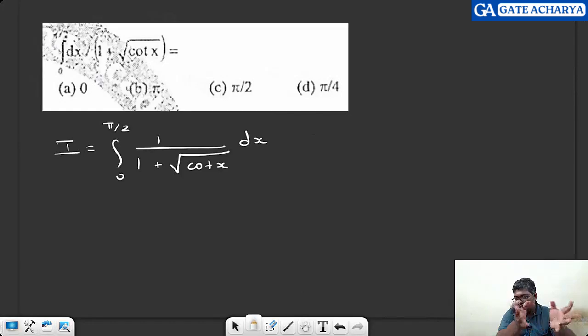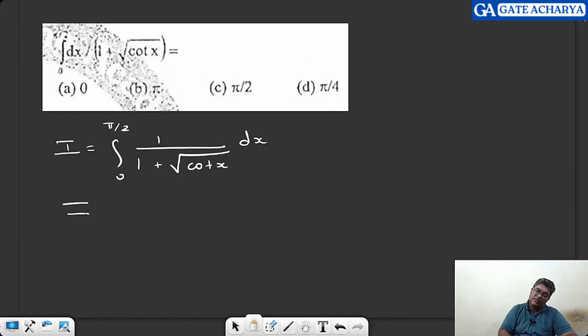Even for tan x, the derivative is sec square x. So if tan and sec square are available in the function, then I will manage with that. Similarly, for sec x, the derivative is sec x tan x. So if something like that is available, then I will do it with that. If nothing is available, I will always go for sine and cos. So instead of doing the problem in cot x, I'll be doing the problem in sin x and cos x. Let me show you how to manage that.